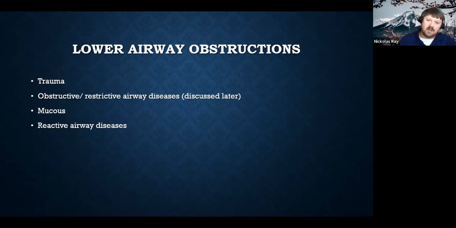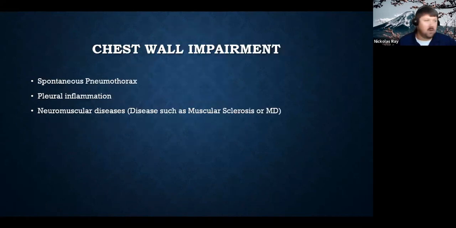One of the worst ones with lower airway is going to be mucus, especially in situations like emphysema or a reactive airway disease with asthma, because we always talk about the bronchoconstriction with asthma, but we don't mention a lot that one of the processes of asthma is going to be excessive mucus production as well.